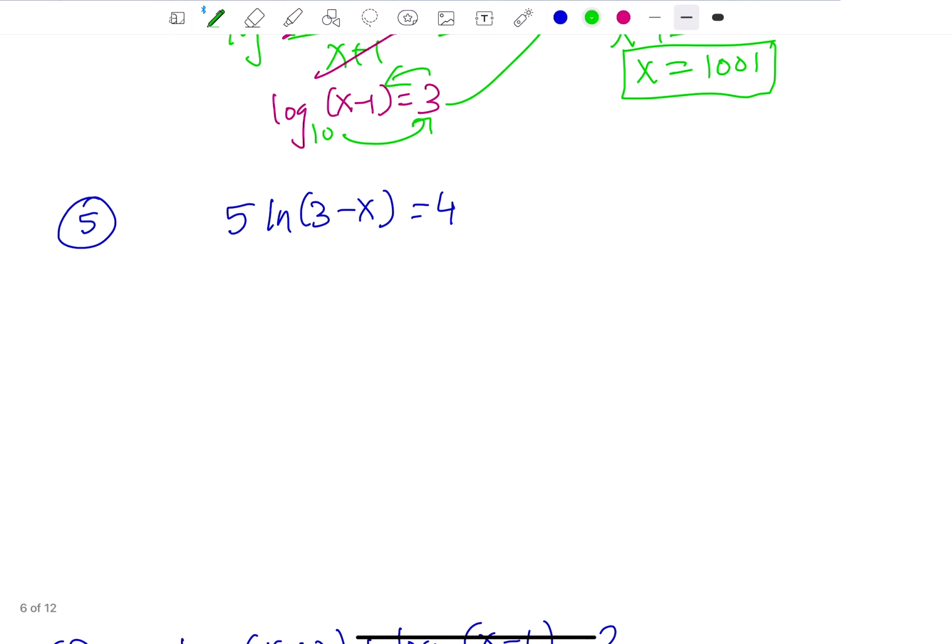5 natural log of 3 minus x equals 4. We want to get the log term alone. So natural log of 3 minus x equals 4/5.